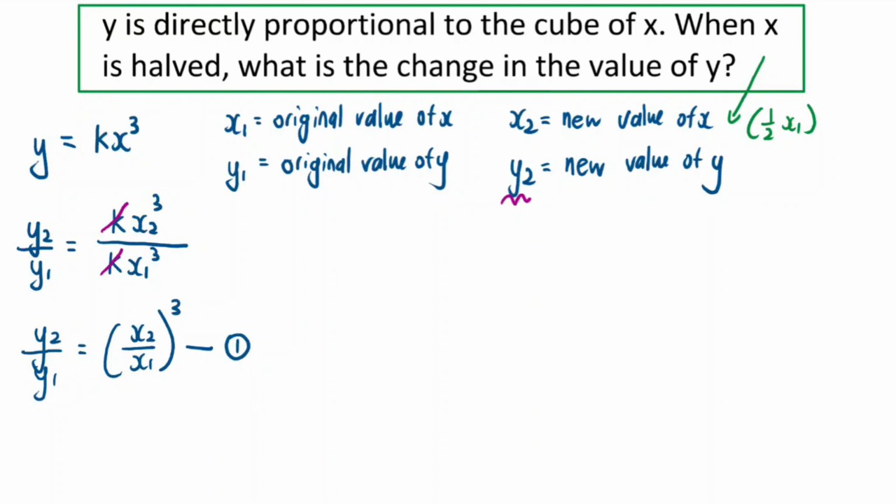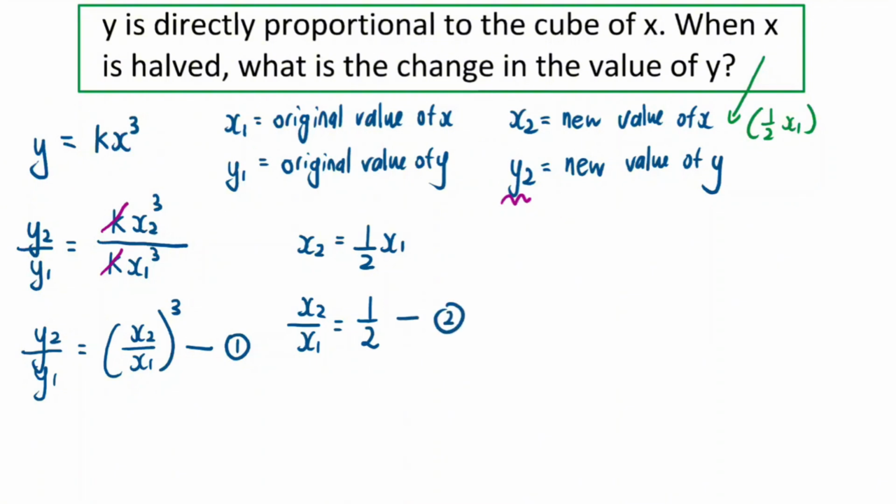Next, let's establish the relation between x2 and x1. x2, which is the new value of x, is half of the original value of x. So x2 equals half times x1. Then we'll bring this x1 to the left, so it becomes x2 over x1 equals half. We call this equation 2.